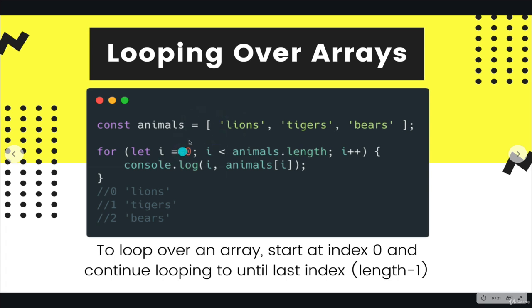And that's exactly what I'm doing here. i starts at 0, while i is less than animals.length, whatever that is. That could be 3, it could be 100, i++, and then I'm printing out i just so you can see it, and animals[i]. So animals of 0, lions. Animals of 1, tigers. Animals of 2, bears. Oh my.